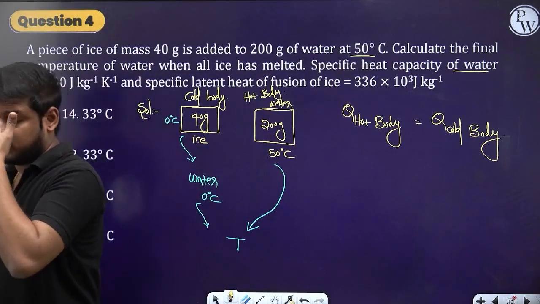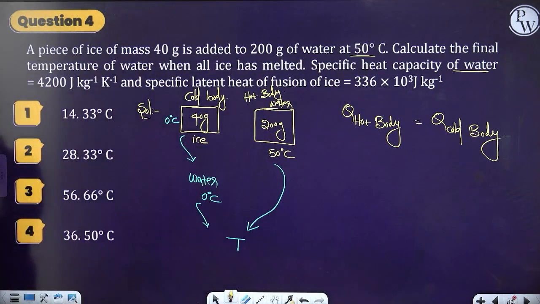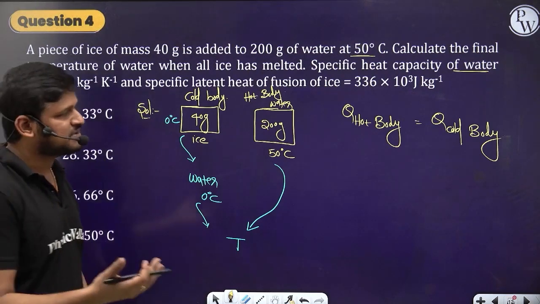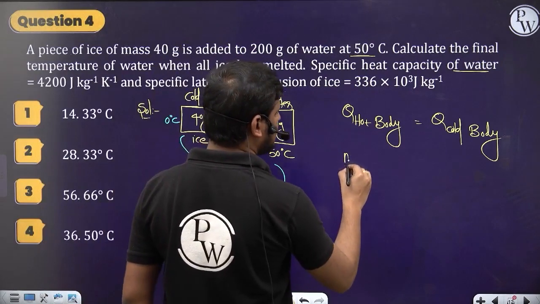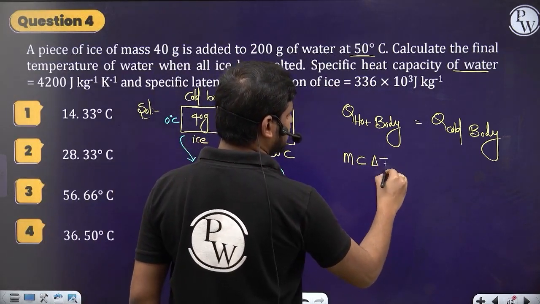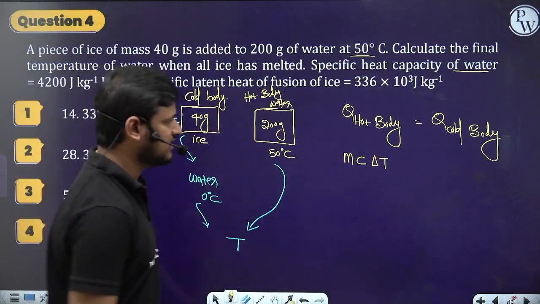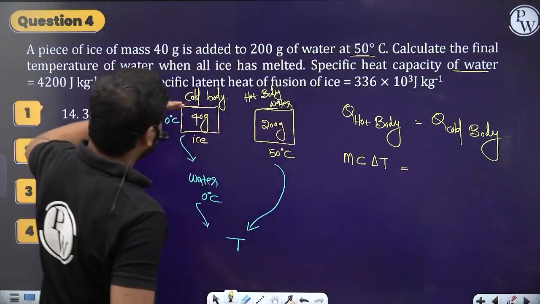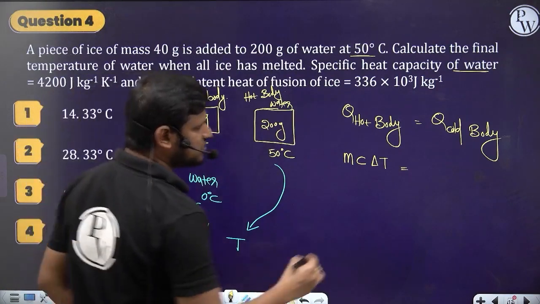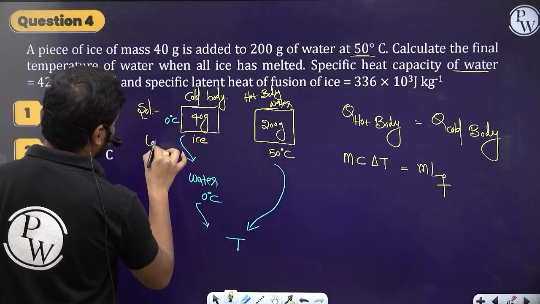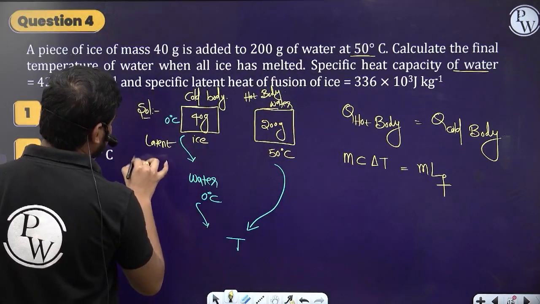So just write the formula on your own now. Here the hot body is only water, but in the cold body you have to write the latent heat of fusion plus the temperature change. The heat lost by the hot water is only mc delta T, whereas for the cold body, first it converts ice to water at 0 degree centigrade. So that is the latent heat of fusion. Whatever heat is supplied here is the latent heat of fusion.